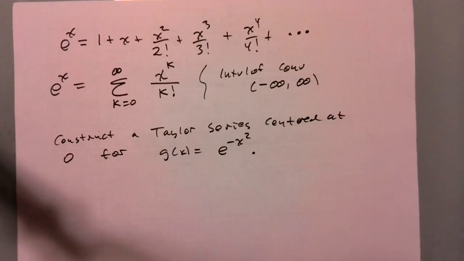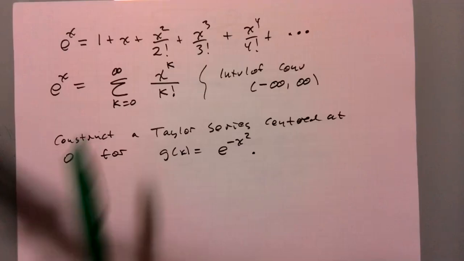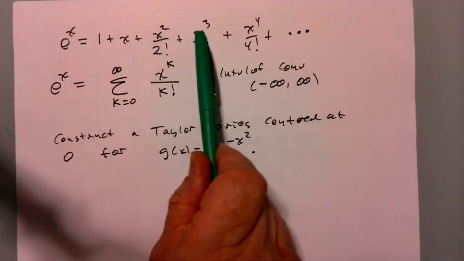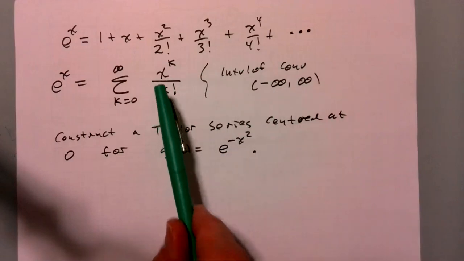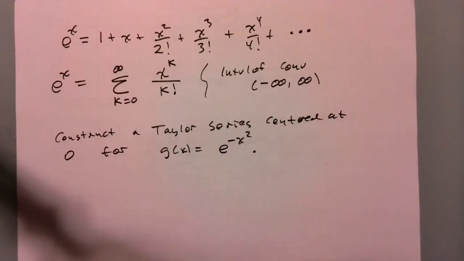Okay, so my suggestion is first write out a few terms and then express it in sigma form. See what you can do. See if you can give me a Taylor series for e to the negative x squared. Hint: replace all of the x's with negative x squared. Give me a few terms and then see if you can write it in this form. So I'll give you a chance.